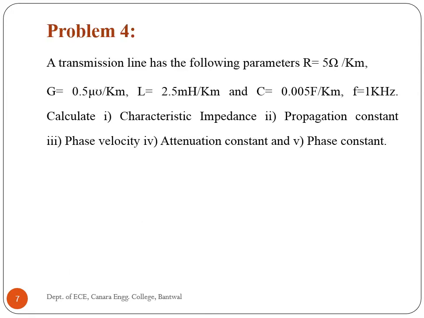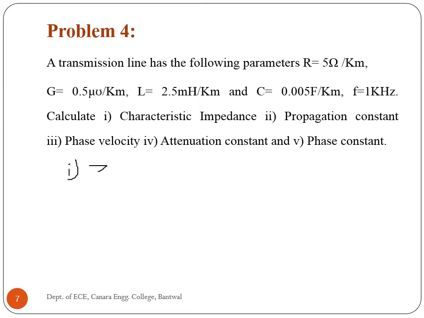First problem. A transmission line has the following parameters: resistance 5 ohm per kilometer, conductance 0.5 micro mho per kilometer, inductance 2.5 millihenry per kilometer, capacitance 0.005 farad per kilometer, and frequency given as 1 kilohertz. Calculate characteristic impedance, propagation constant, phase velocity, attenuation constant, and phase constant. Solution.